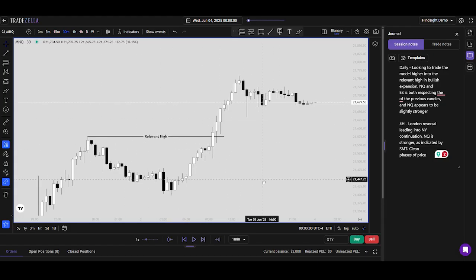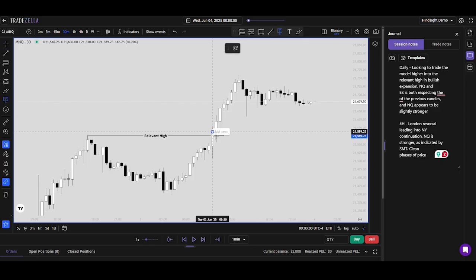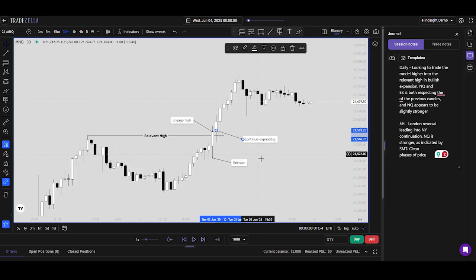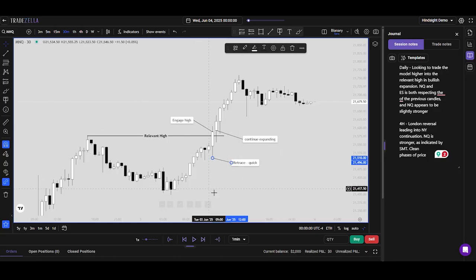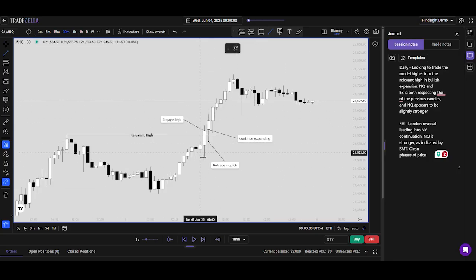Same process as before. We're just making note of things. Engage, high, retrace, continue, expanding. What else can we see happened here? We can take note that this was quick. We didn't spend a lot of time down here. It was a pretty quick retracement. And of course the model that we look for.